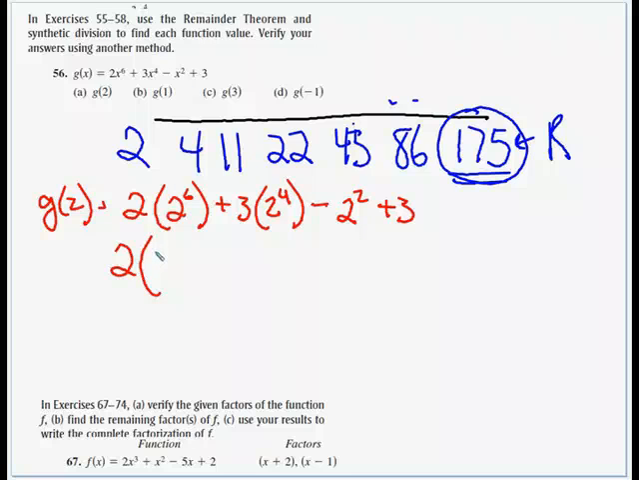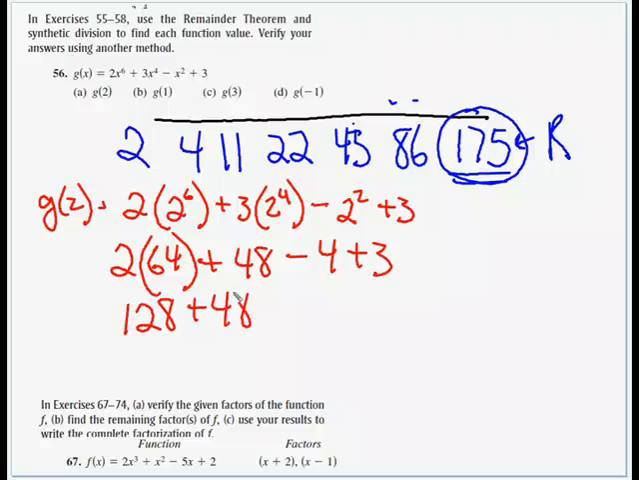So that would be 32 times 2, or 64. Plus 2 times 2 to the 4th, which is 16. 16 times 3 is 48. Minus 2 squared is 4, and a plus 3. 2 times 64 is 128. Plus 48. Well, if I add those two together right now, that's 176.